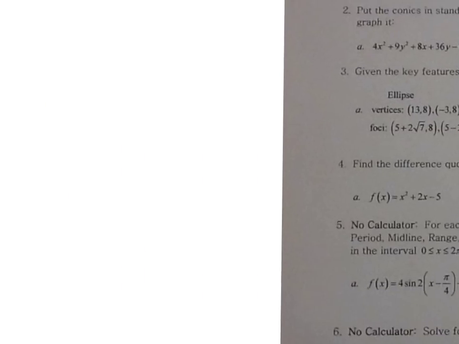All right, so I'm going to start with 2. We have to complete the square in order to put it in vertex form. So I'm going to rearrange it: 4x squared plus 8x plus 9y squared plus 36y equals 104. So I just moved the constant to the other side. So I'm going to start with the x's.